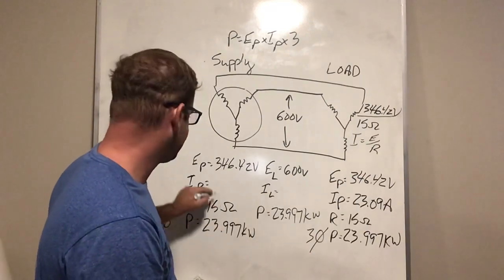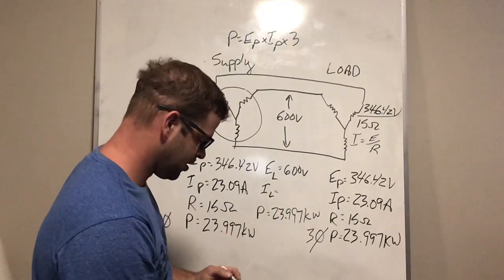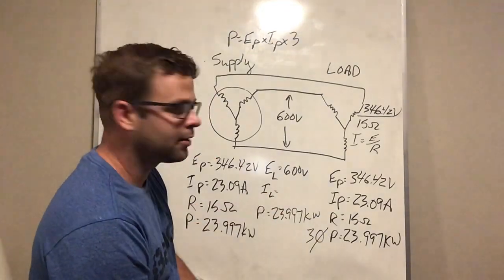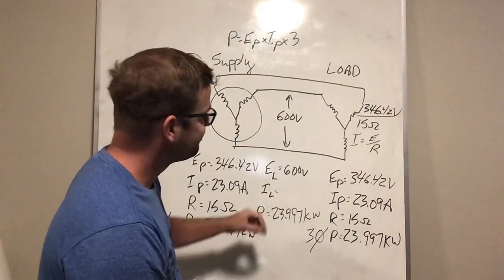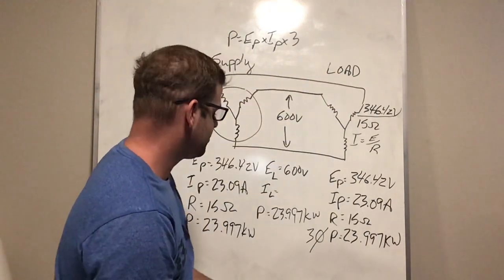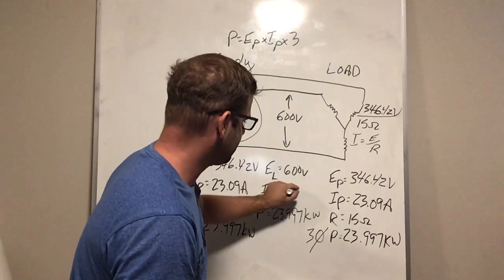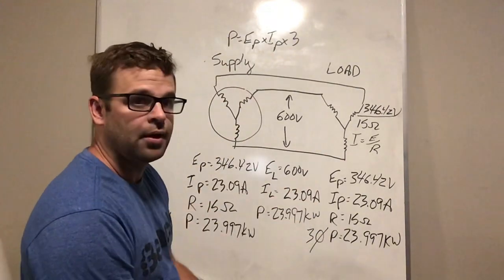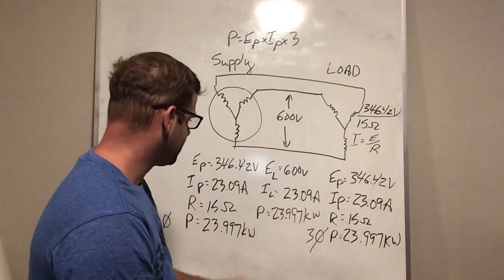Ohms, and we had a phase current of 23.09 amps, which we know. The next question is, what is our line current? Well, we know that in Y configuration, whatever my phase value draws, my line value also draws the same amount. So I have 23.09 amps. So we filled out all the required information that we are needing to know.